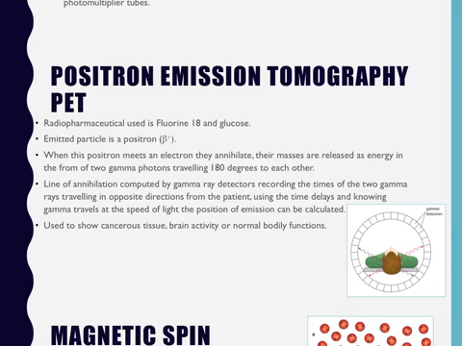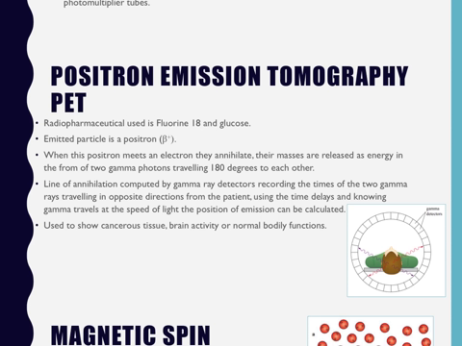The radiopharmaceutical used is fluorine-18 and glucose. The emissive particle is a positron, which is beta plus. When its positron meets an electron, they annihilate. Their masses are released as energy in the form of 2 gamma photons travelling 180 degrees to each other.